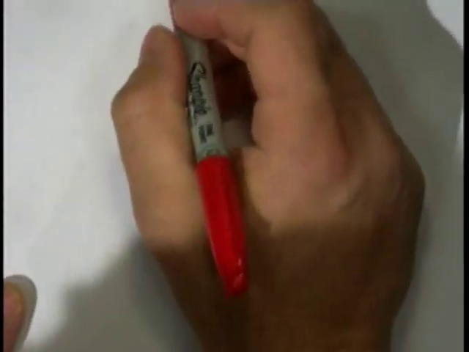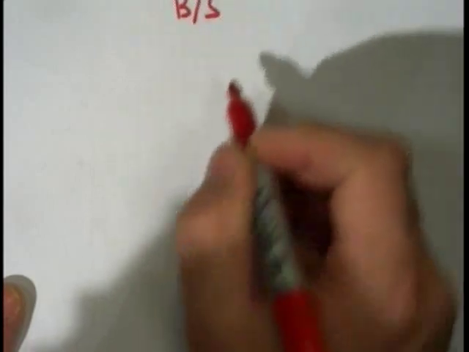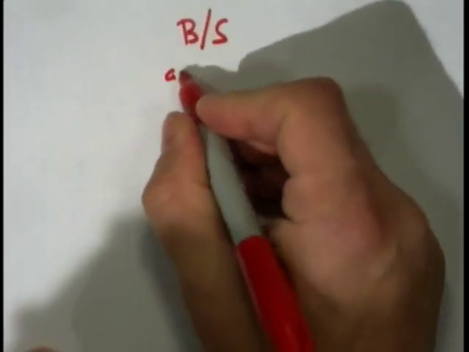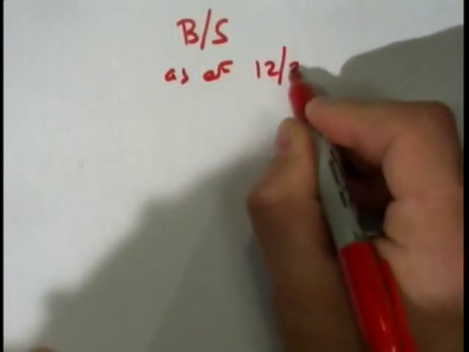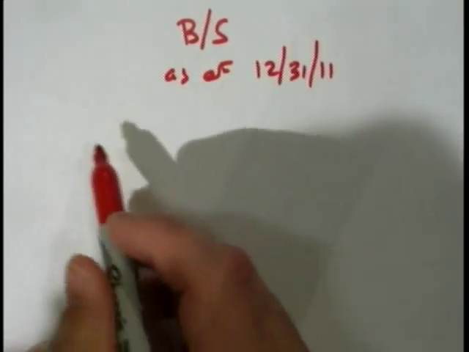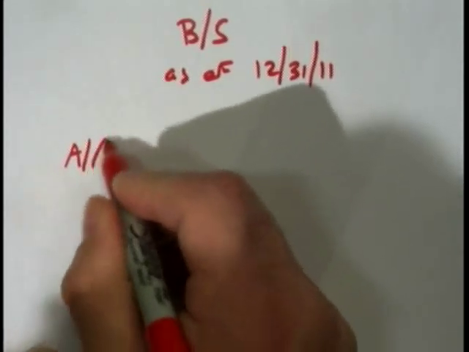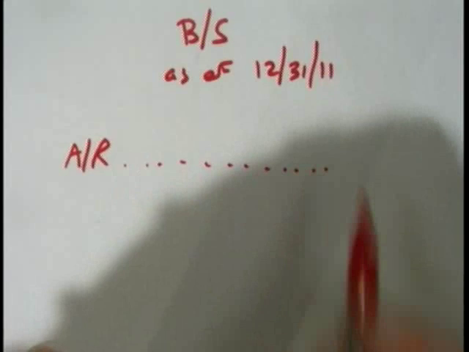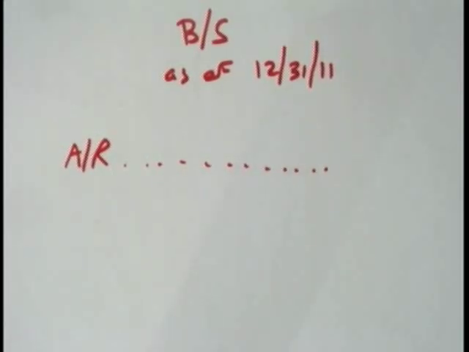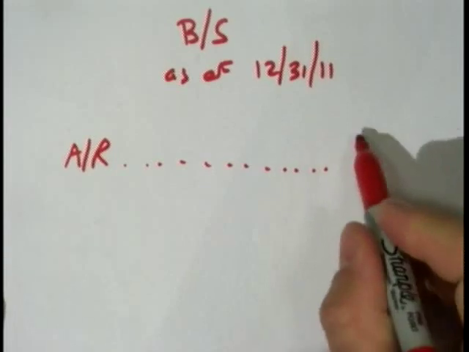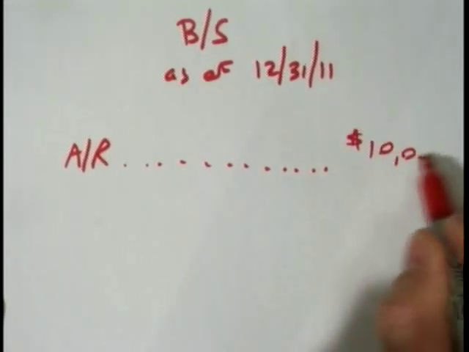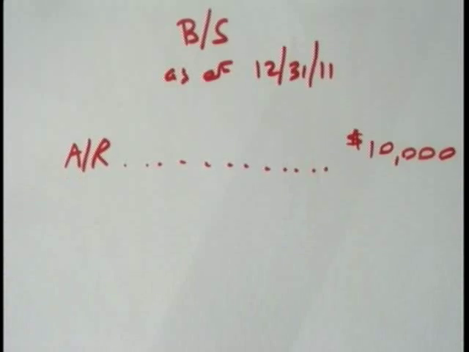Let's take a look at the Elmo, okay? I don't think this will be too hard of a concept. But if you look at a balance sheet as of 12/31/11, you're going to have your different items, but somewhere in there it's going to say your accounts receivable. Let's go ahead and do a simplified example. Let's say our accounts receivable for this company is $10,000 at 12/31/11. Okay? You with me?